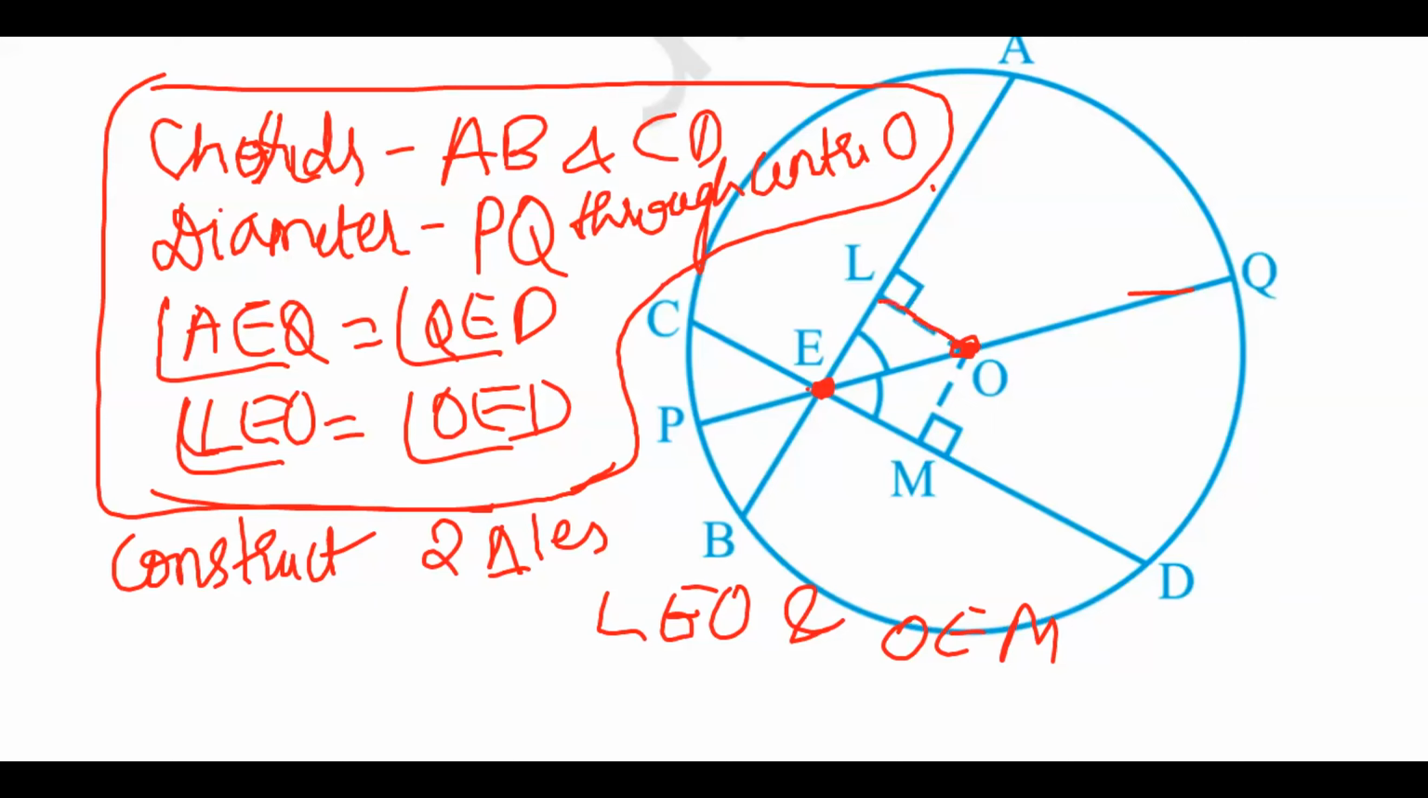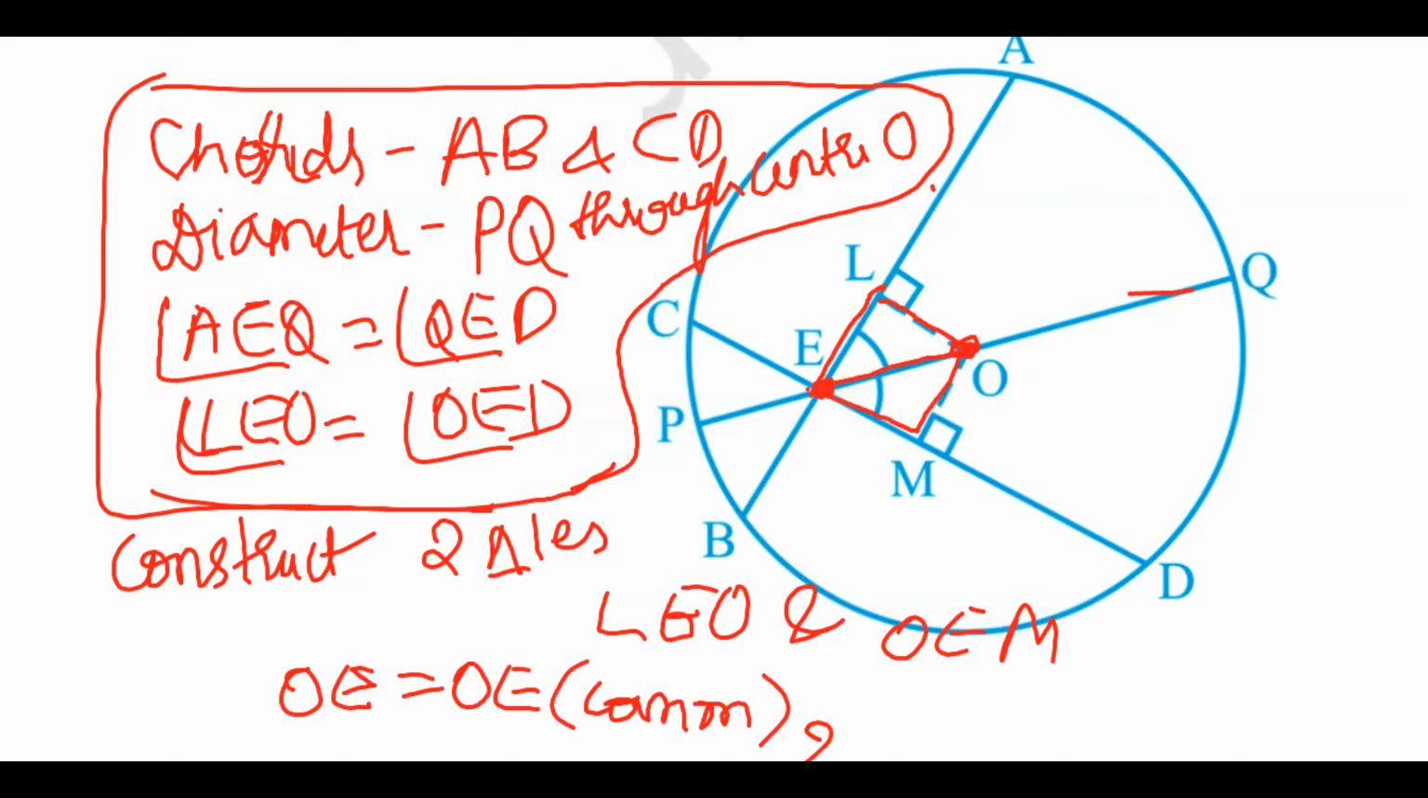Aliba, these two triangles, beta, please tell me how will you prove congruence in these two triangles? It's very easy. Which is common? Please tell me which is the common side here. Is it not OE is equal to OE? Because they are common in both the triangles.